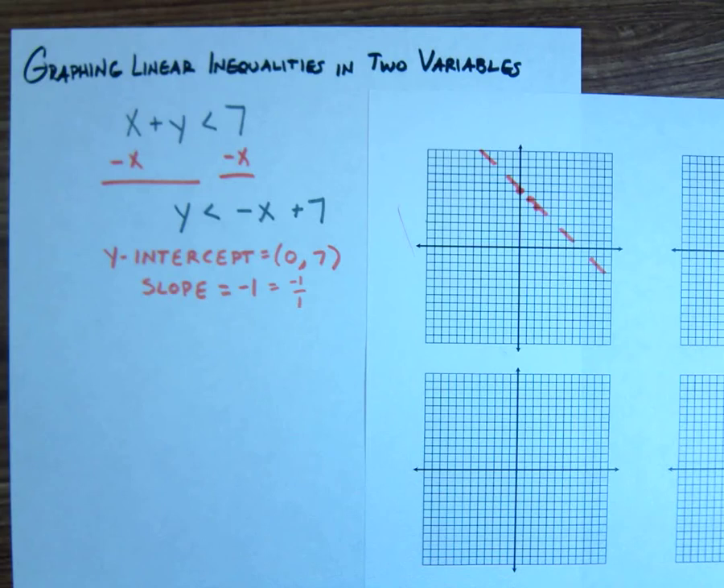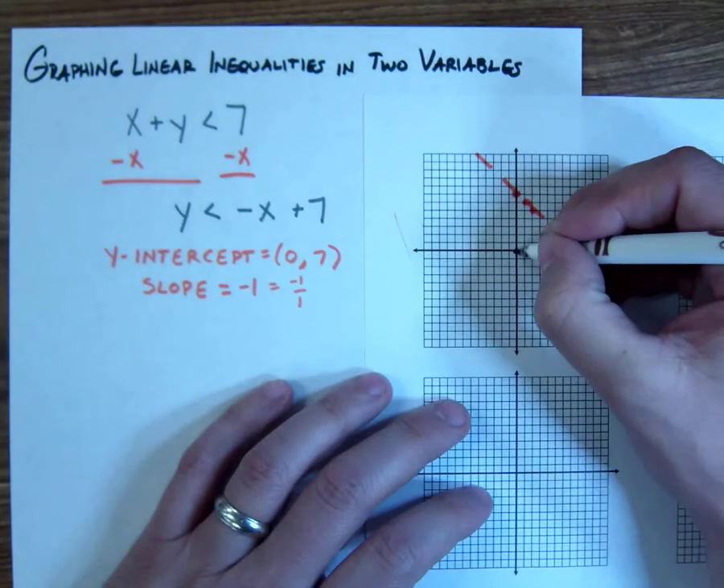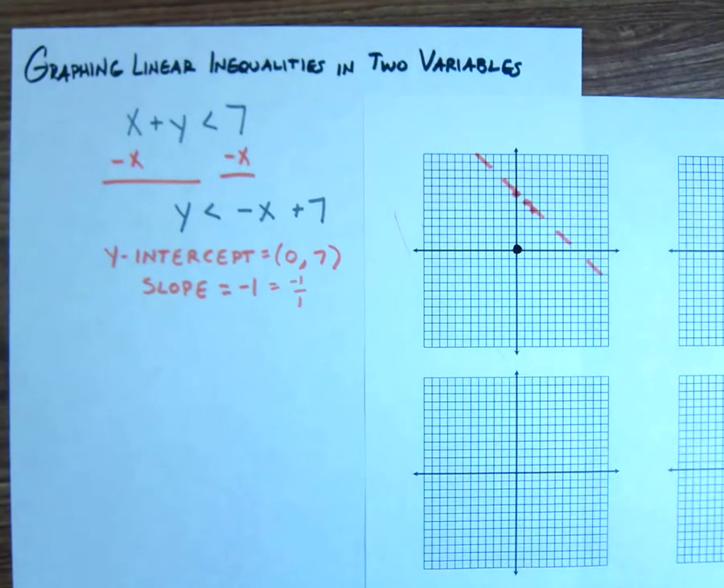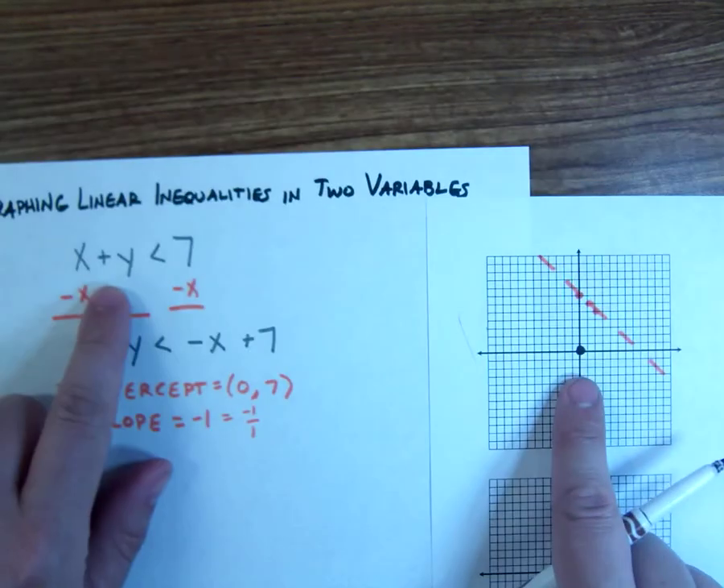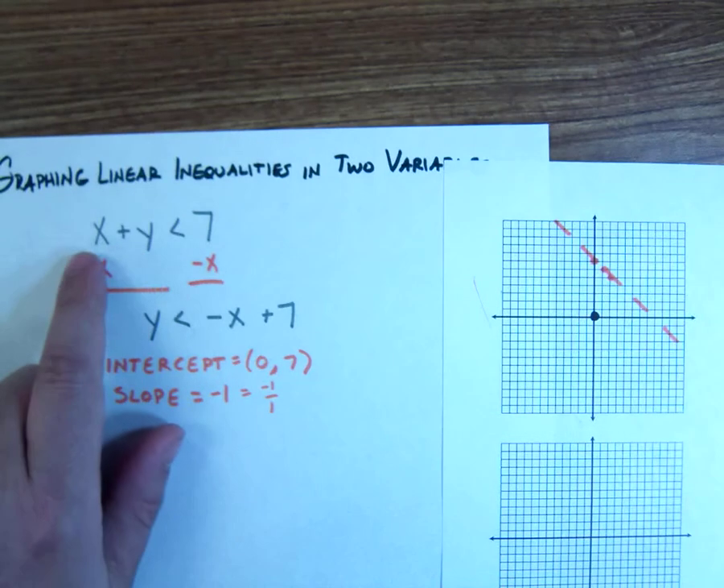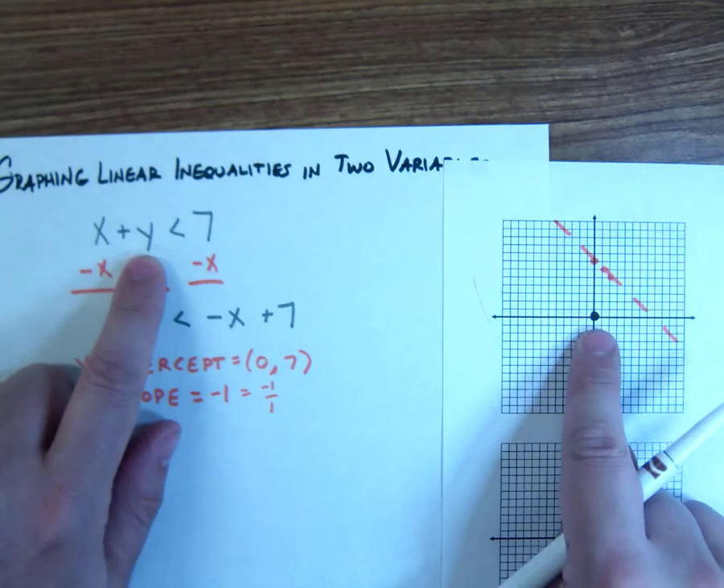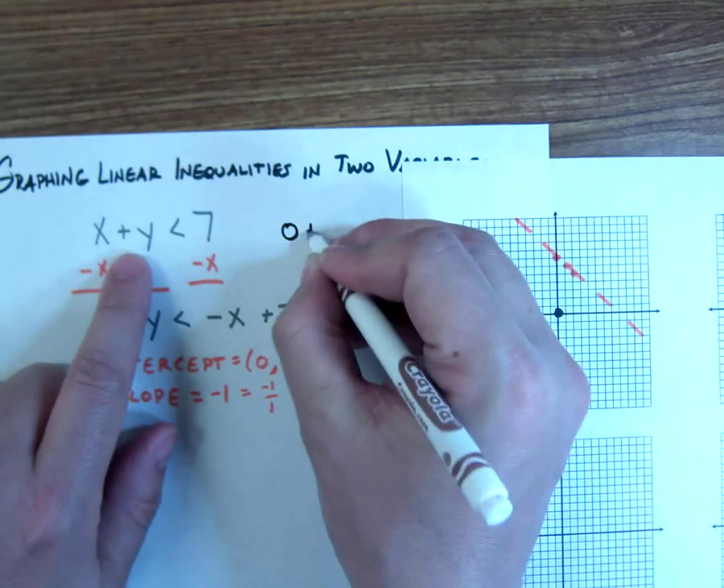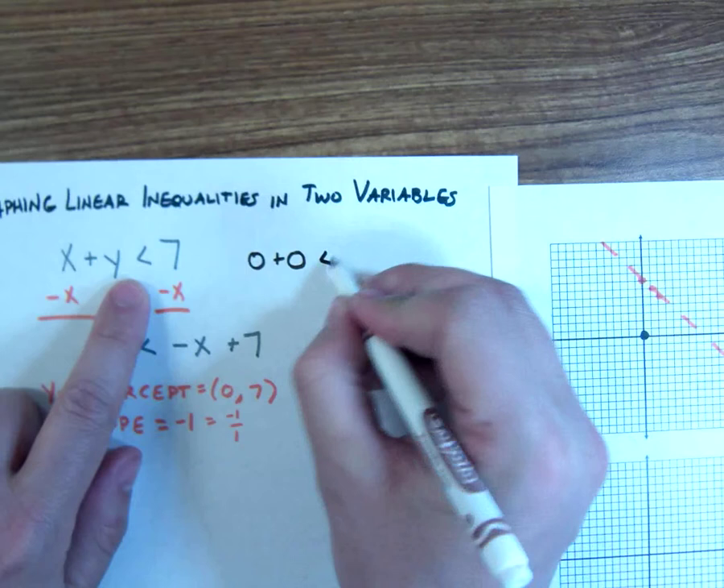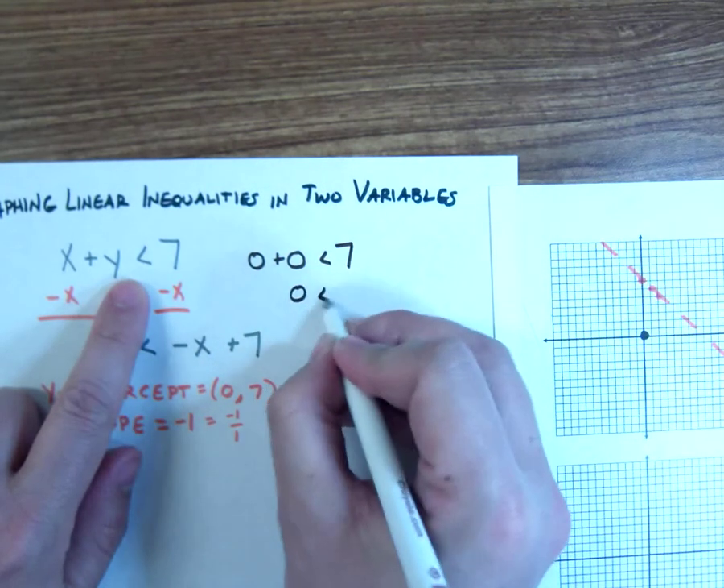Okay. I'm going to use the point (0, 0). And the reason I'm going to use (0, 0) is because those are really easy numbers to plug into an inequality. So my question is, is (0, 0) part of this inequality? Here's how I test it. I go back up to the equation, which was x plus y is less than 7, and I'm going to replace the x and the y with 0 and 0, because that was the point I used. So instead of x plus y, 0 plus 0 less than 7. 0 plus 0 is 0, so I get 0 less than 7.